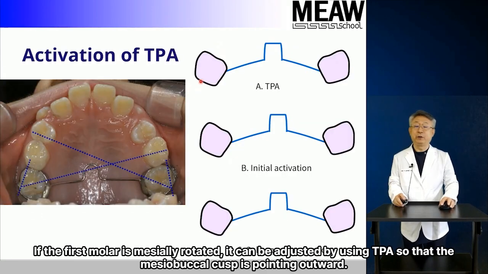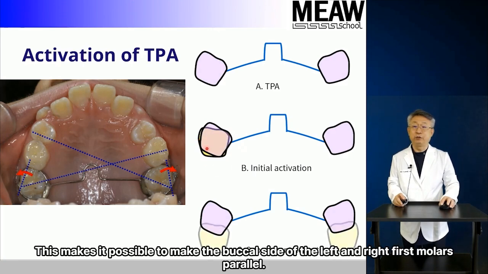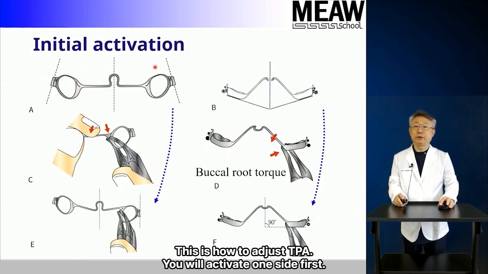If the first molar is mesially rotated, it can be adjusted by using TPA so that the mesiobuccal cusp is pointing outward. This makes it possible to make the buccal sides of the left and right first molars parallel. This is how to adjust TPA.